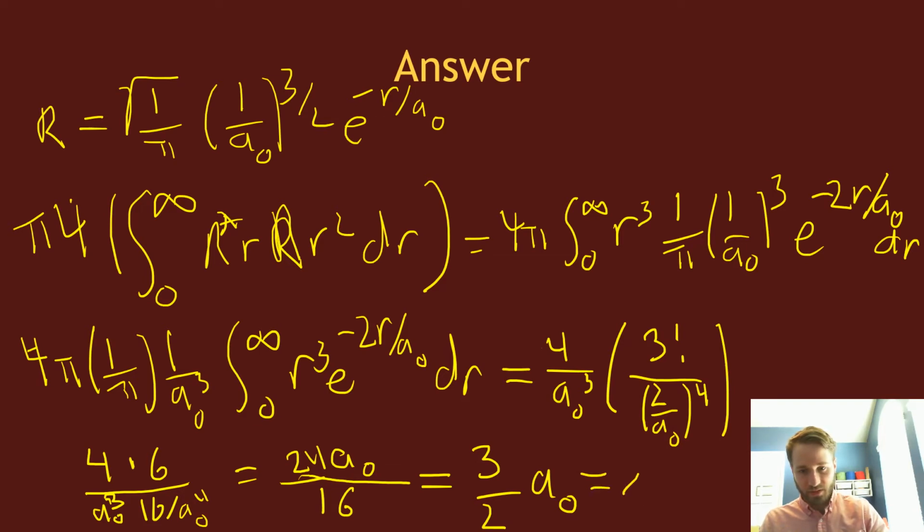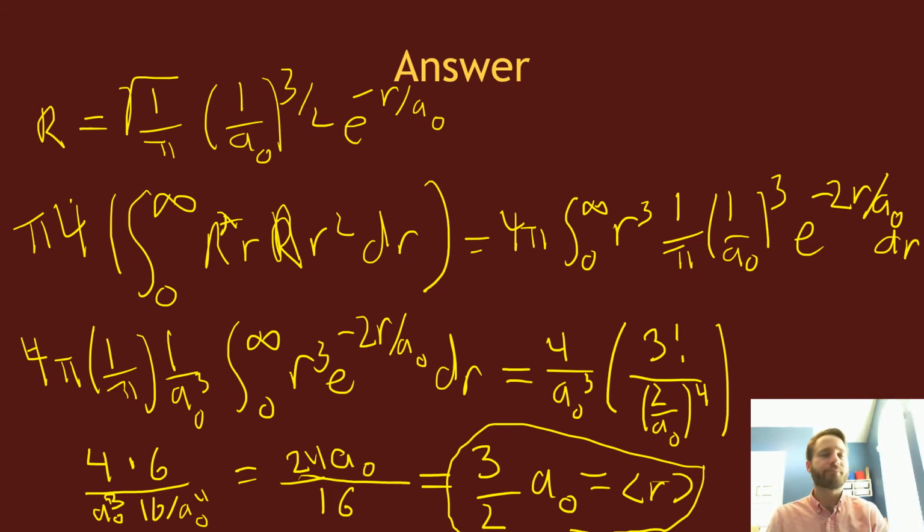And so this is our average radial distance, 3/2 a naught. A naught is the Bohr radius. It's like 0.5 angstroms, so this is something like 1.5 angstroms away from the nucleus. An angstrom, for those who don't know, is 1 times 10 to the minus 10 meters. So this is like 1.5 times 10 to the minus 10 meters away from the nucleus. It's the average distance the electron is from the nucleus in the ground state of the hydrogen atom.